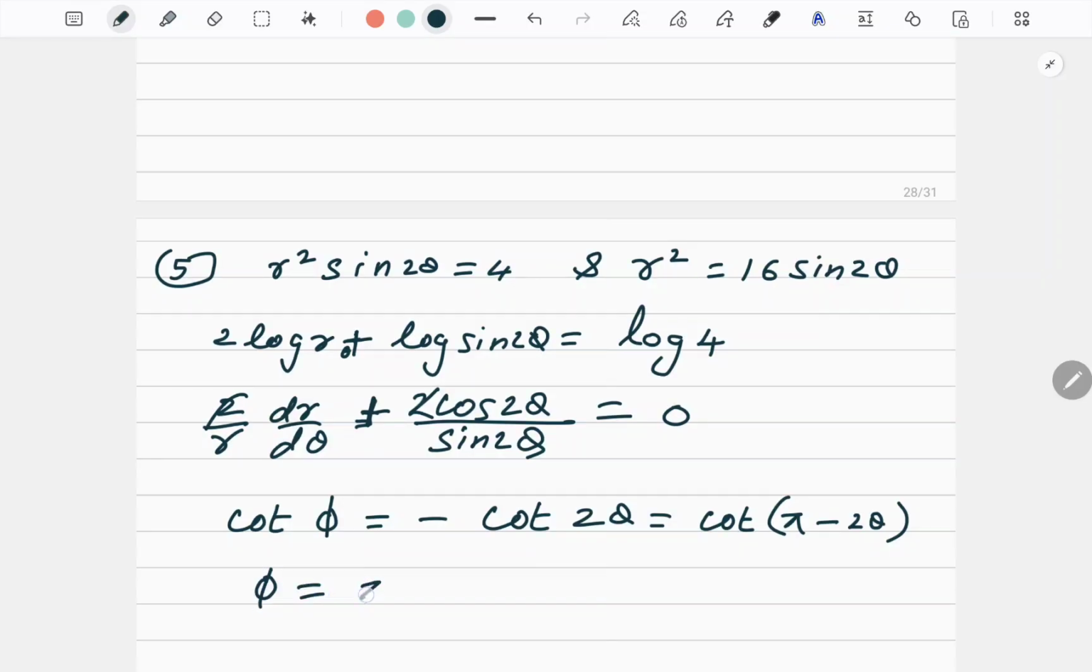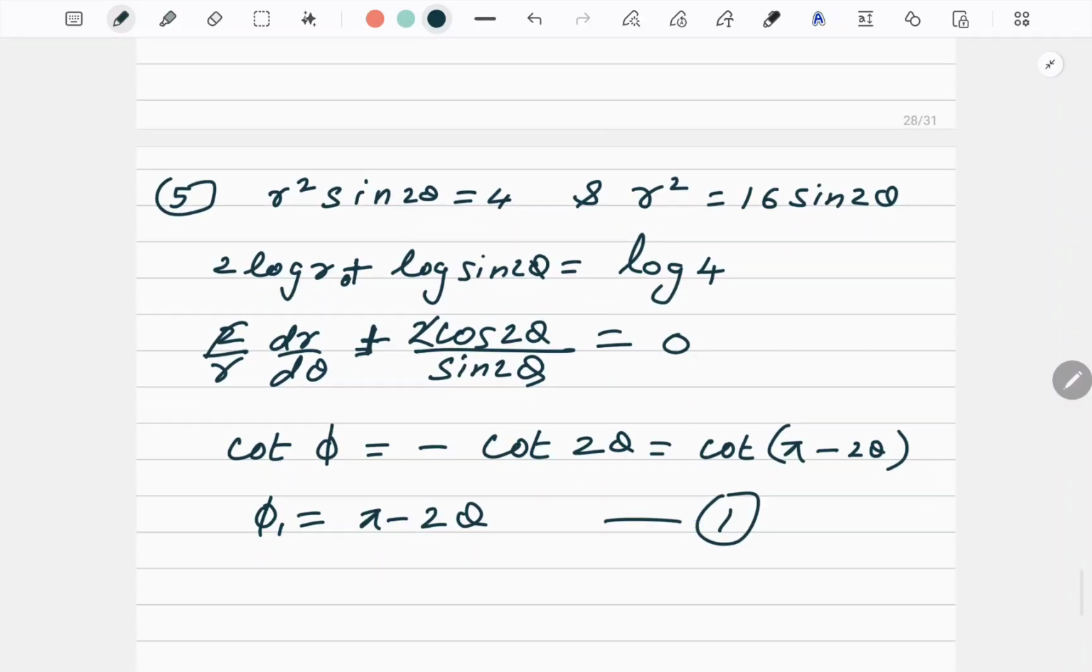So phi is equal to pi minus 2 theta. This is equation number 1. Let it be phi 1. Go to the second one.